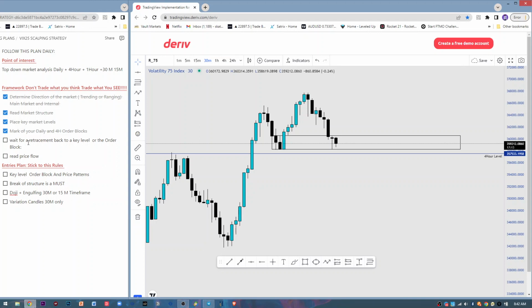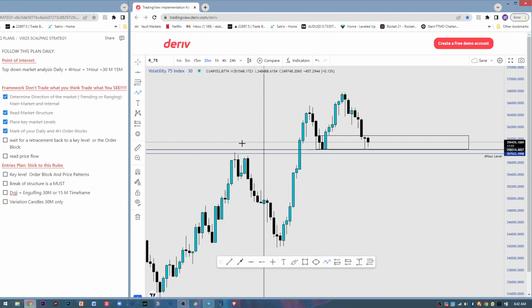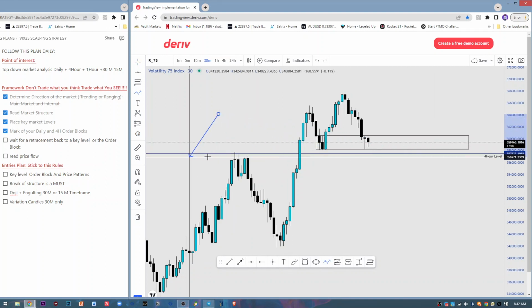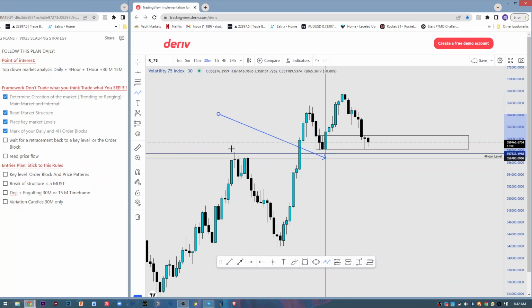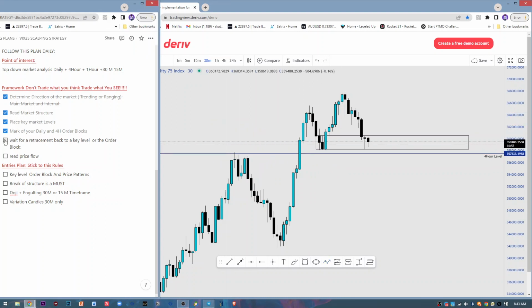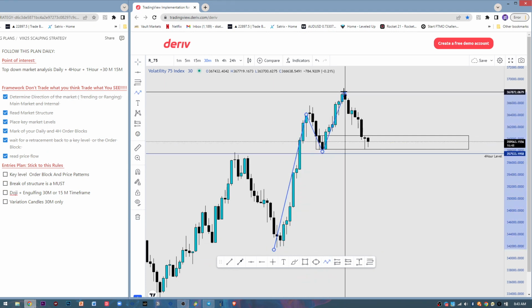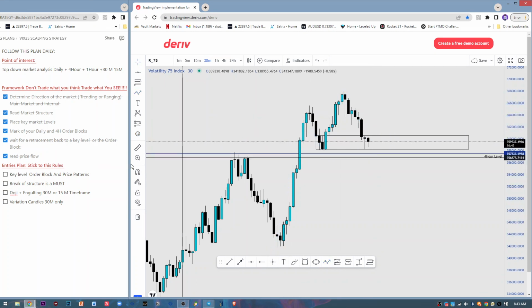So wait for price, wait for retracement back to key levels or the order block. That is basically what the plan is saying. We must wait for price to come to this order block or this 4 hour level before we can take it. But that is only what we must wait for. It doesn't say take a trade from it. Wait for it, read price flow. We can see we impulse to the upside, price is creating higher highs and higher lows. That is what we can see.